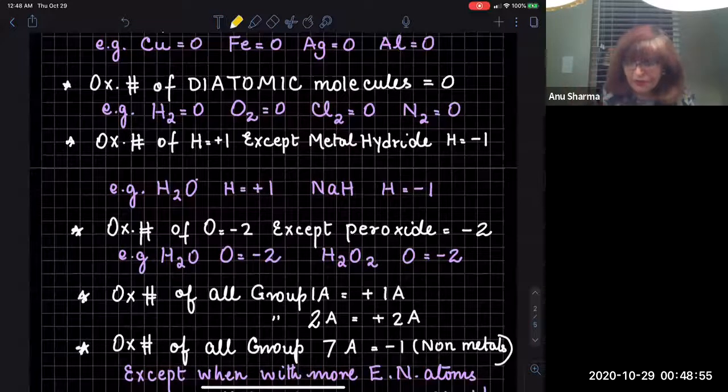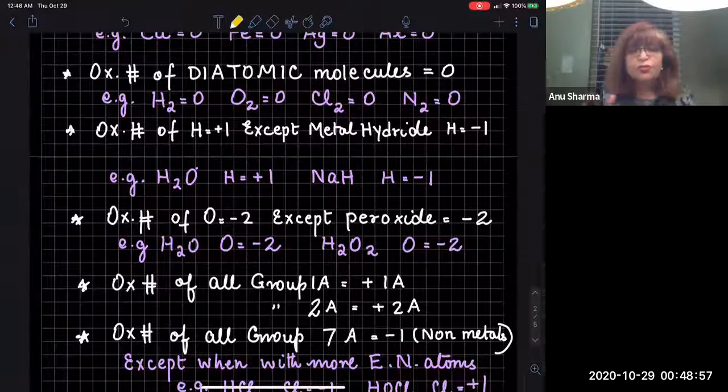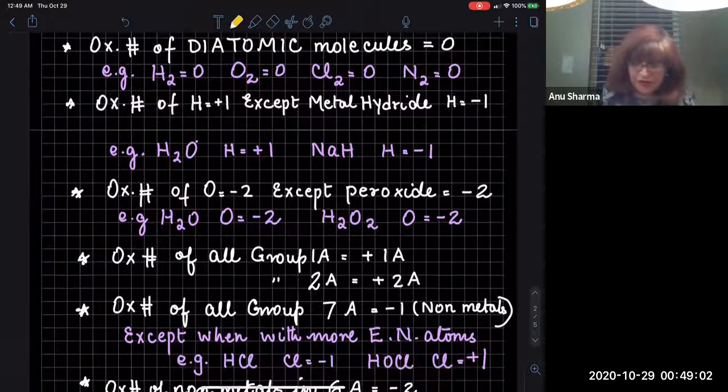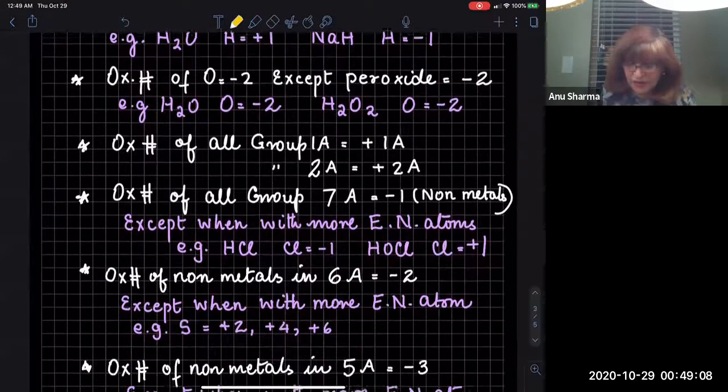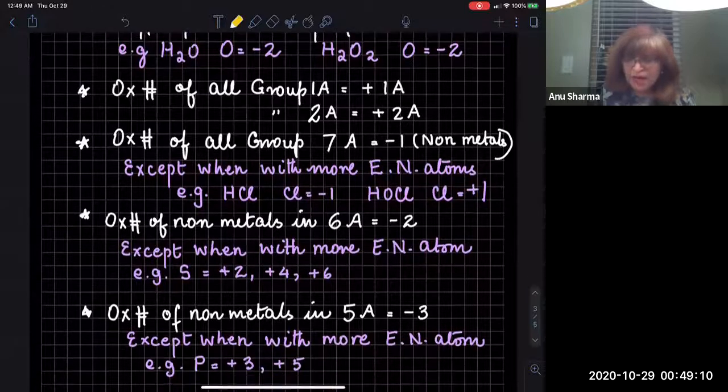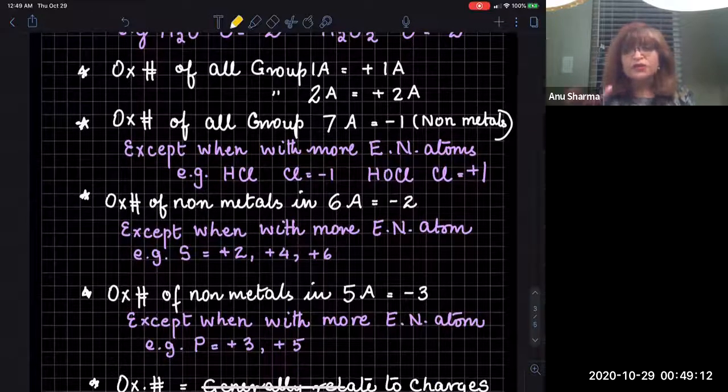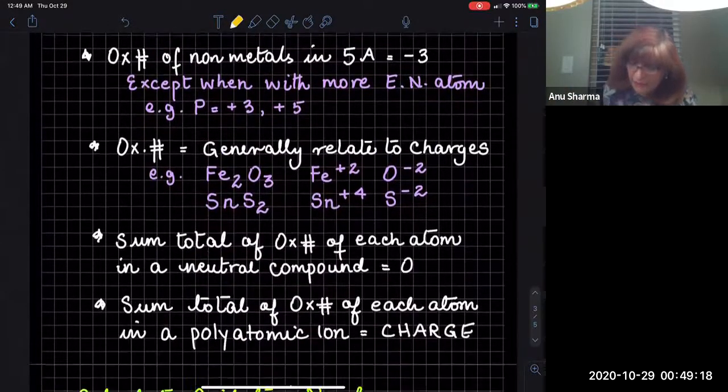So just remember a few things here. Chlorine, Cl2, diatomic, N2, O2, is always going to be 0. Just remember that. Hydrogen always +1, oxygen always -2, and these exceptions are there, as we already discussed. So for the most part, oxidation numbers are really equal to the charges. So you don't have to memorize that much.